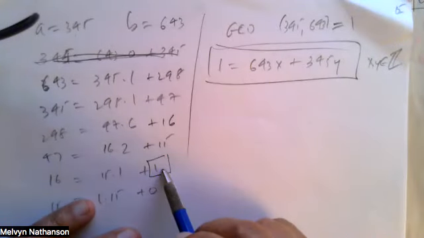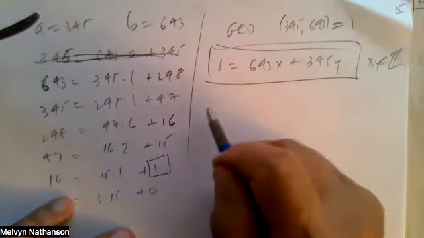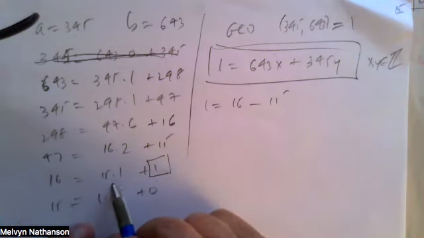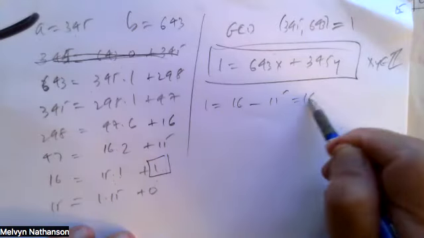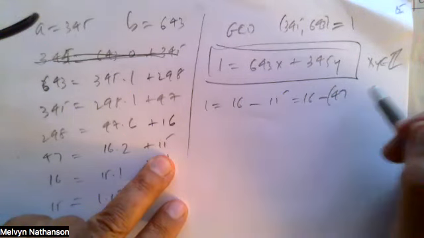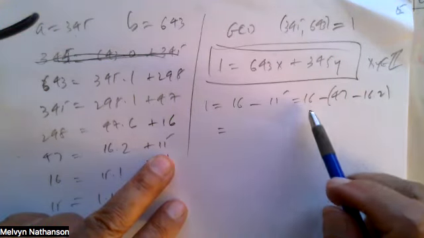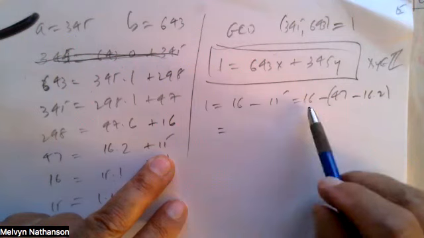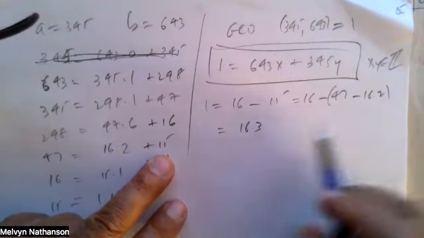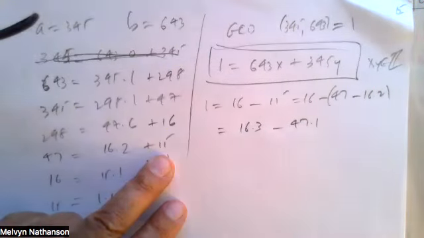So I just work backwards from the Euclidean algorithm, and it looks like it's going to take maybe 5 steps. So first I have 1 is 16 minus 15 from this, which is 16 minus, and according to this, what is 15? 15 is 47 minus 16 times 2. So what I have is 16 minus times minus is plus. This is 16 plus 16 times 2. 1 plus 2 is 3. That's 16 times 3 minus 47. Or 47 times 1 if you like.